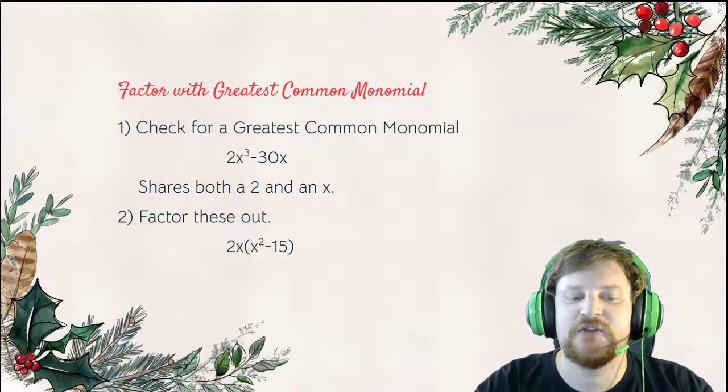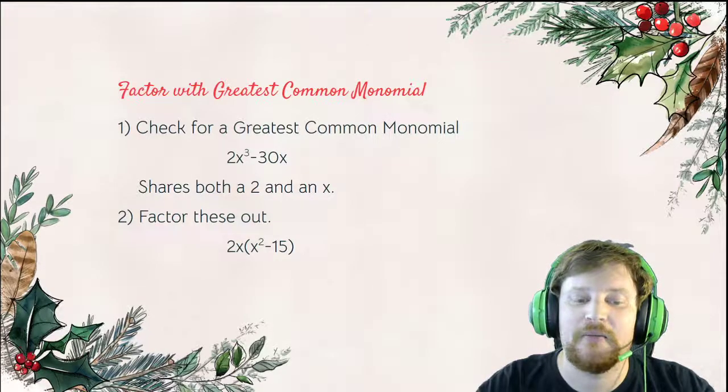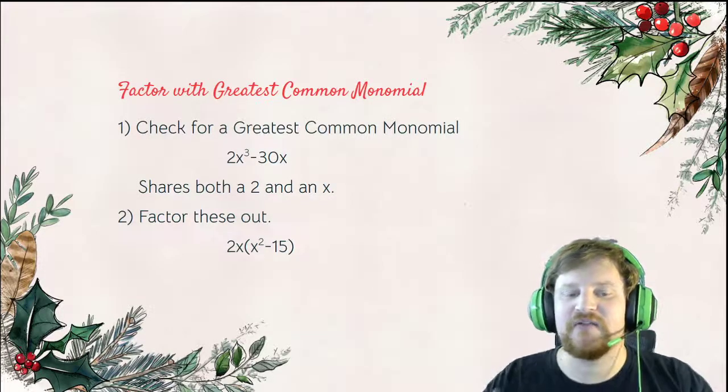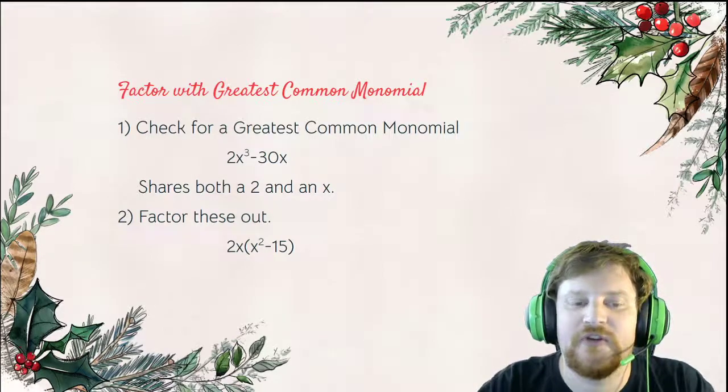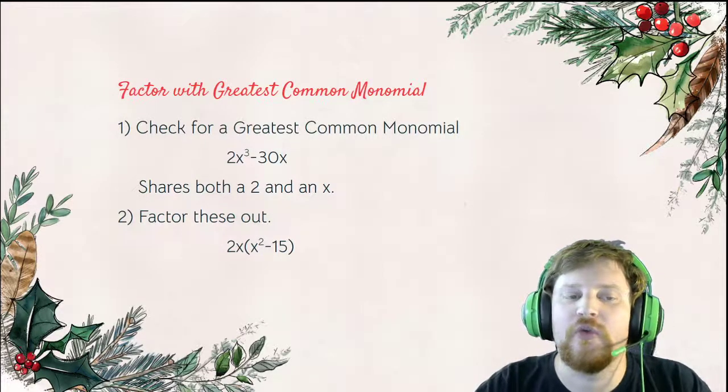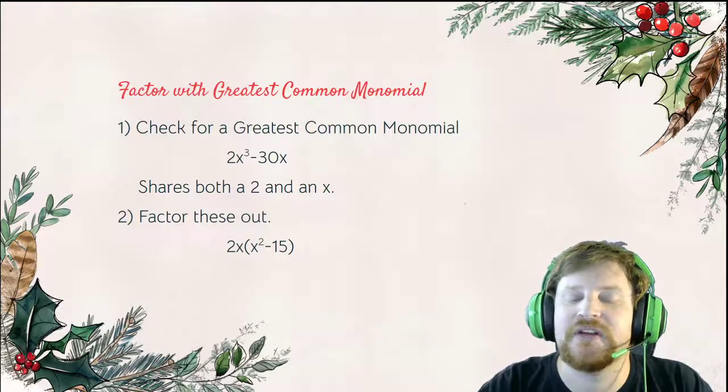Once you're done factoring those out, in this case you're done with the problem, because when we look at x squared and negative 15, that doesn't factor. There is no way to factor that. However, you won't always be done after factoring out the greatest common monomial.